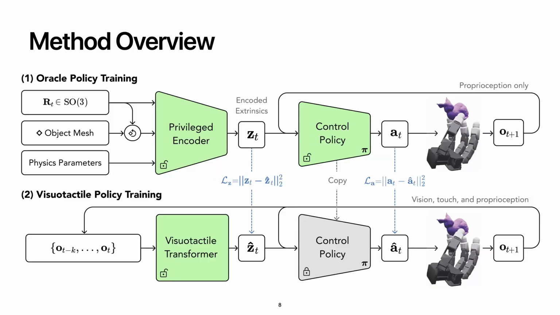Here is an overview of our method. We split the training into 2 stages, both happen in simulation. At a high level, the idea is to first train an oracle policy. It's called oracle because it has access to all the ground truth information such as object pose and shape, which we call privileged information. The policy will have a very high performance, but we cannot use it in the real world. Then we distill it to a sensorimotor policy by trying to imitate the oracle policy.